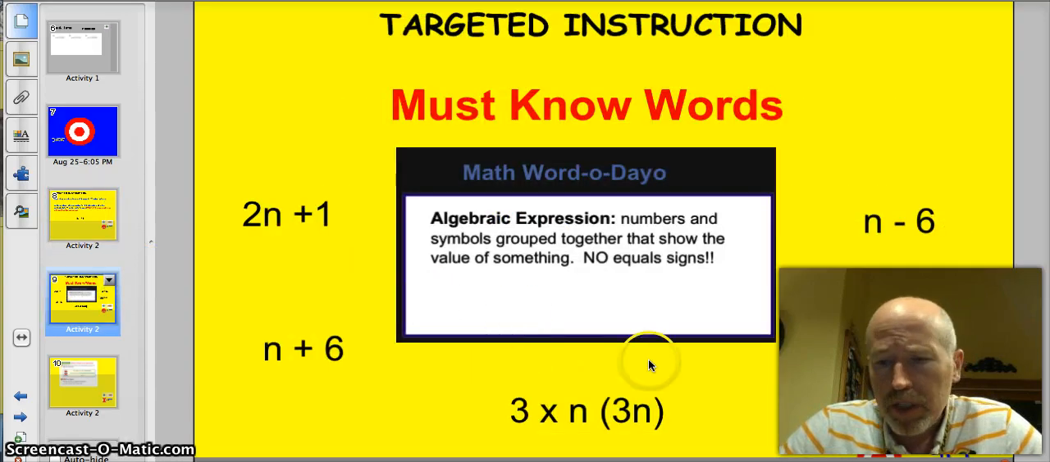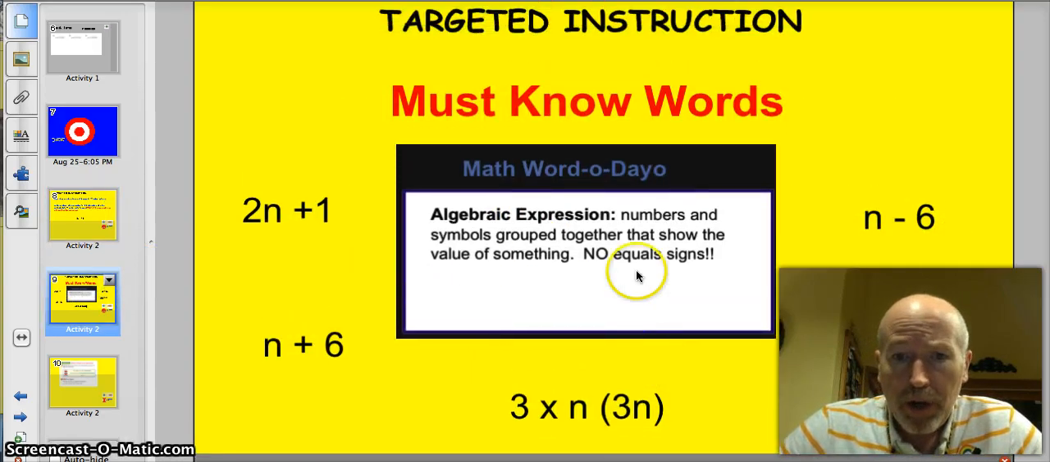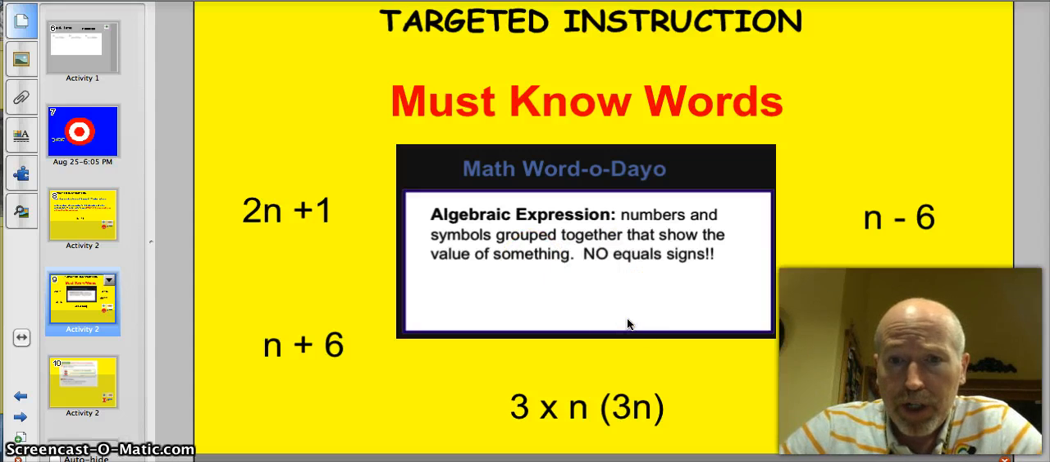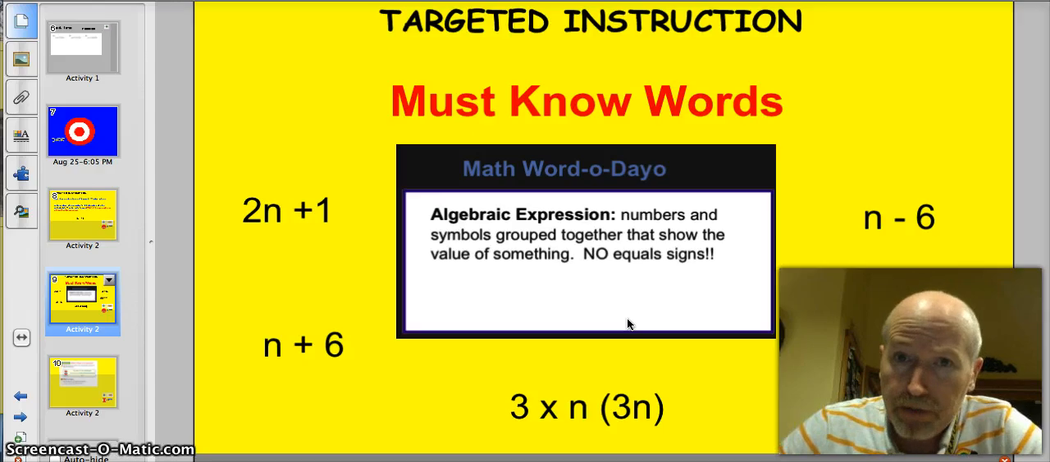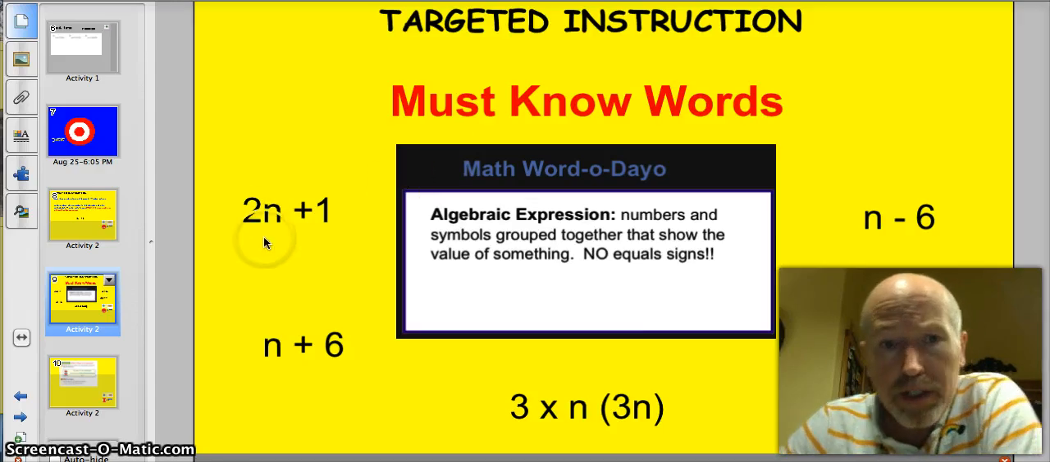Let's get some must-know words here first. All right, a little refresher, algebraic expression. These are numbers and symbols grouped together that show the value of something. There are no equal signs here. If it has an equal sign, it's an equation. That's tomorrow night's lesson.